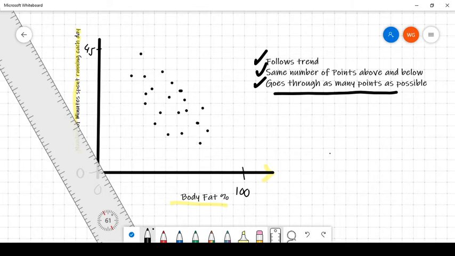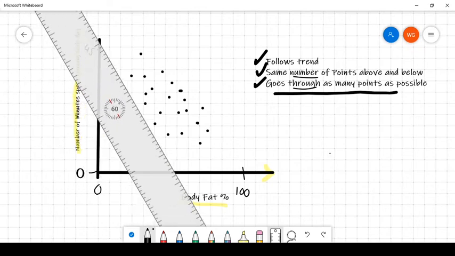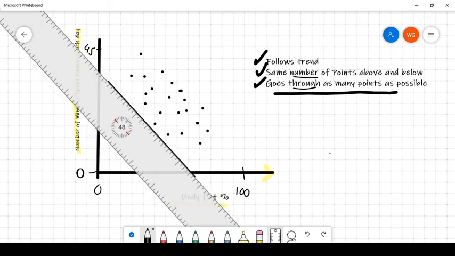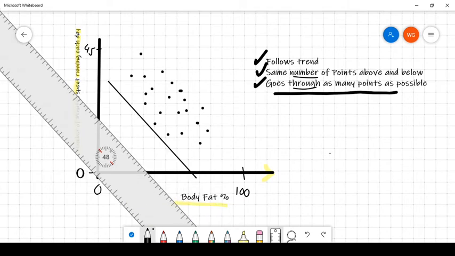What about if I was only focused on it following the trend? Remember, in the first one, I tried to make it go through as many points as possible. The second one, I tried to have exactly the same number of points above and below it. What if I just said it follows the trend? Well, I could put it anywhere as long as it has the same pattern, or the same direction, down and to the right. So I could draw that and say that follows the trend, but it wouldn't be the line of best fit.